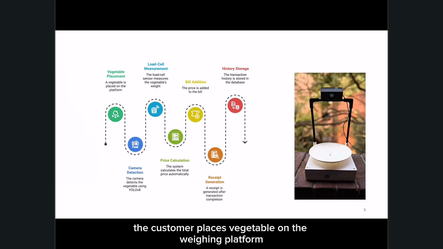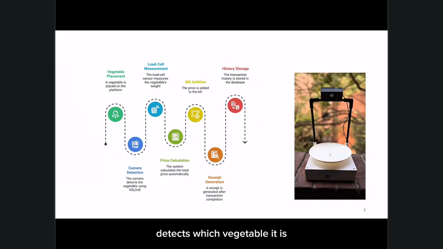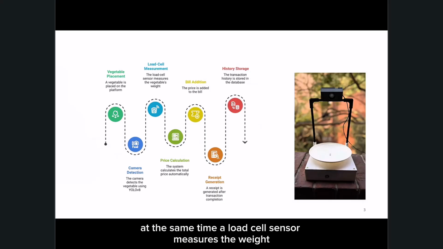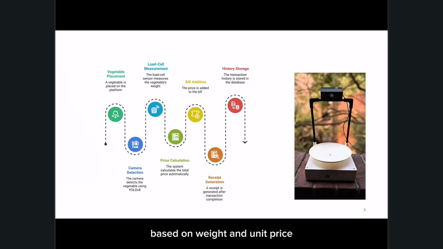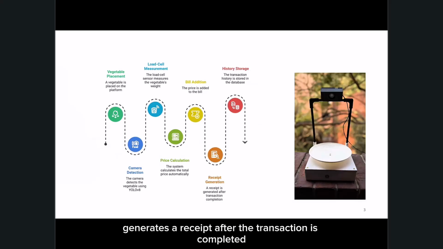First, the customer places the vegetable on the weighing platform. Then the camera captures the image of the vegetable, and our trained YOLO-based model detects which vegetable it is. At the same time, a load cell sensor measures the weight. The system then calculates the price automatically based on weight and unit price, adds it to the cart, and finally generates a receipt after the transaction is completed and also stores the transaction record in the database. This creates a fully automated vegetable billing system. On the right, you can see the final prototype of our device.